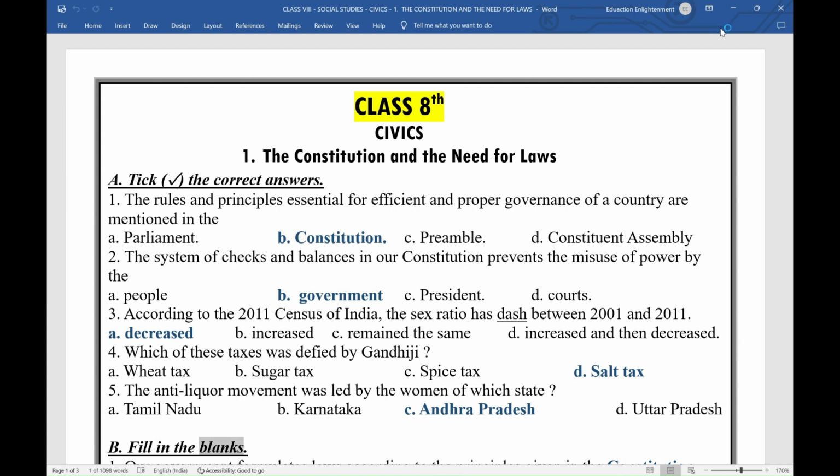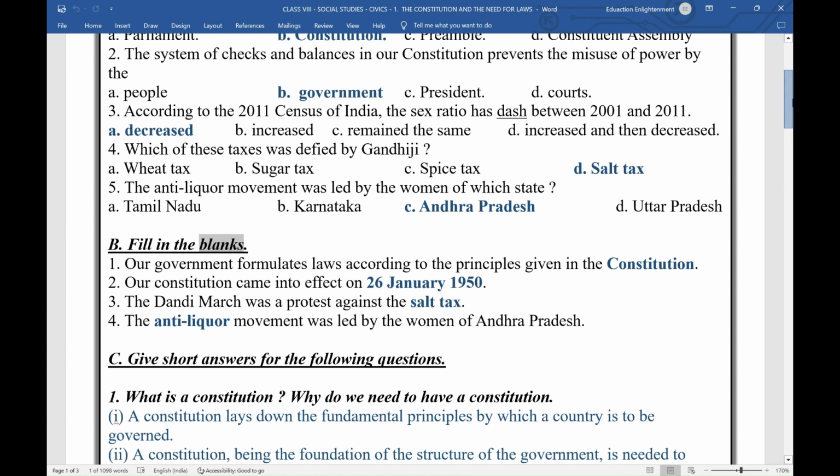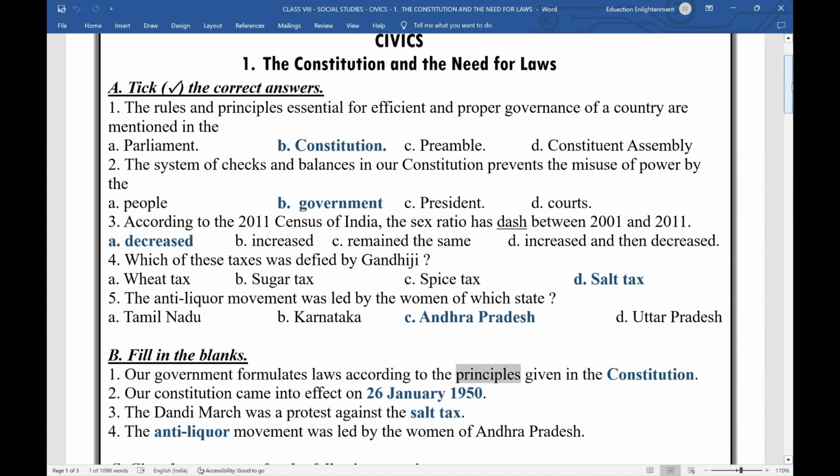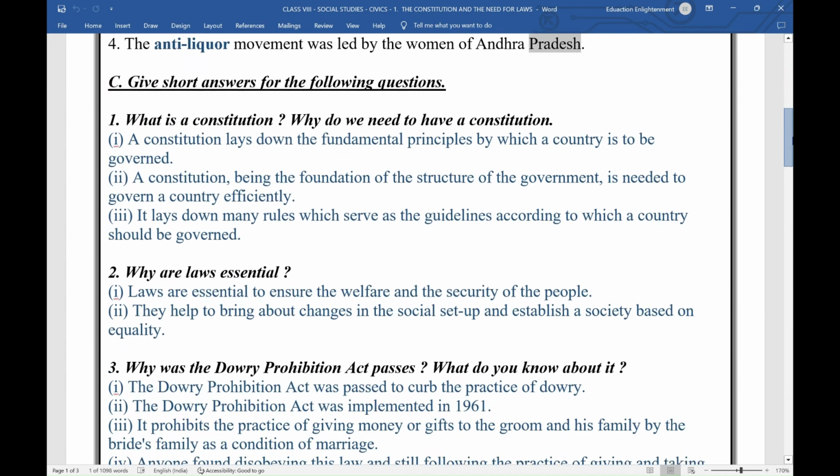B. Fill in the blanks. 1. Our government formulates laws according to the principles given in the Constitution. 2. Our Constitution came into effect on 26 January 1950. 3. The Dandi March was a protest against the salt tax. 4. The anti-liquor movement was led by the women of Andhra Pradesh.